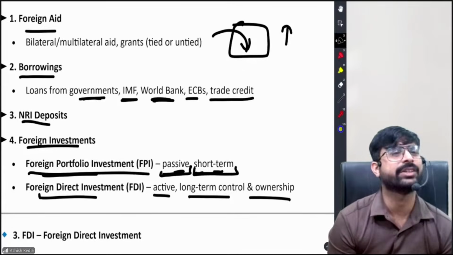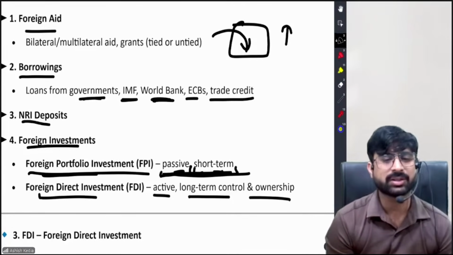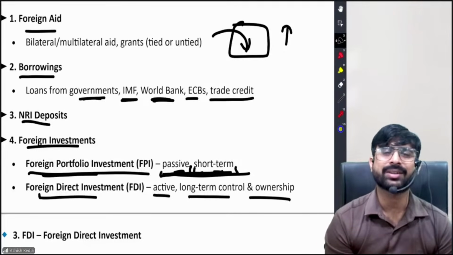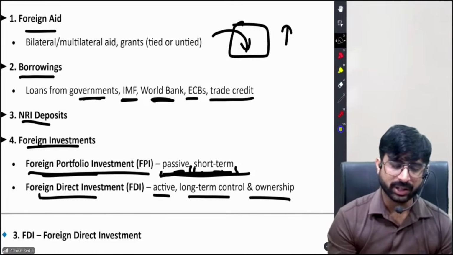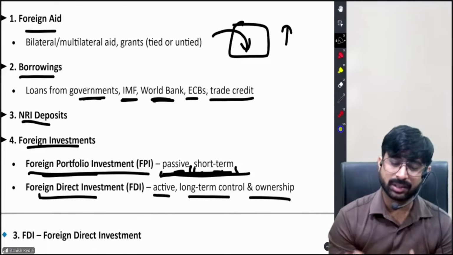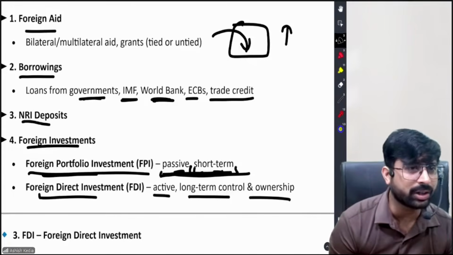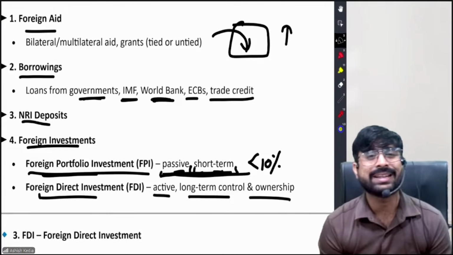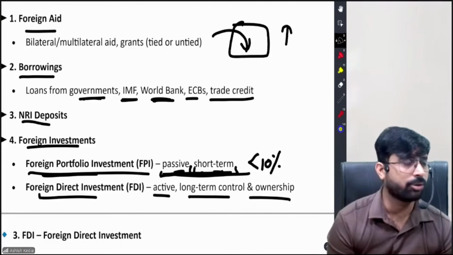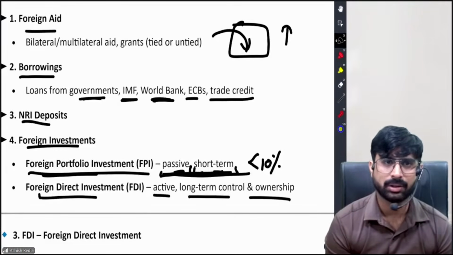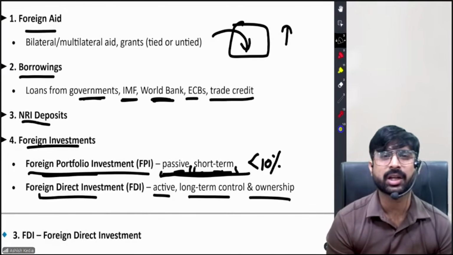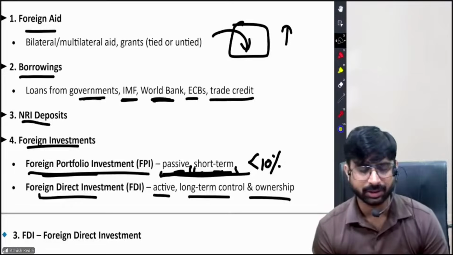Foreign portfolio investment. It is a passive investment strategy with a short term involvement. The important thing here is the ownership stake of the foreign investor in foreign portfolio investment, dear students, will be less than 10%. A very important data to remember. In foreign portfolio investment, the investor's ownership stake would be less than 10%.